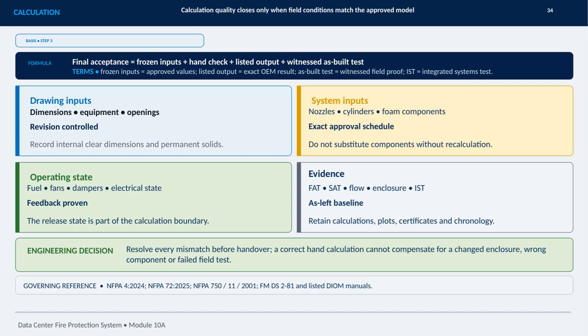This slide defines when a protection system calculation can be considered complete. The key point is that calculation quality closes only when field conditions match the approved model. That means the inputs must be frozen at their approved values, the calculation must be checked by hand, the output must match the exact listed or OEM result, and the as-built test must be witnessed and documented. There are 4 areas to control.